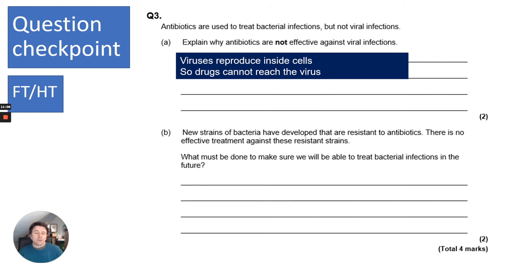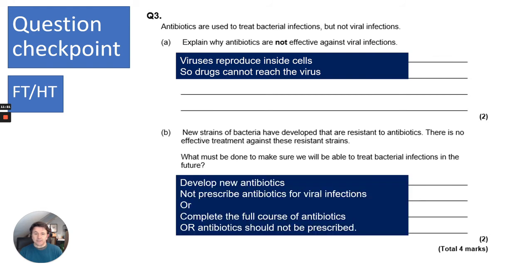It then talks about new strains of bacteria that have developed that are resistant to antibiotics. There is no effective treatment against them. What must be done to make sure we will be able to treat bacterial infections in the future? So they're testing your knowledge of what we need to reduce resistance. And you can have any two of these. So develop new antibiotics or not prescribe them for viral infections. Or you could say people need to complete the full course of antibiotics, or they should not be prescribed in the first place.